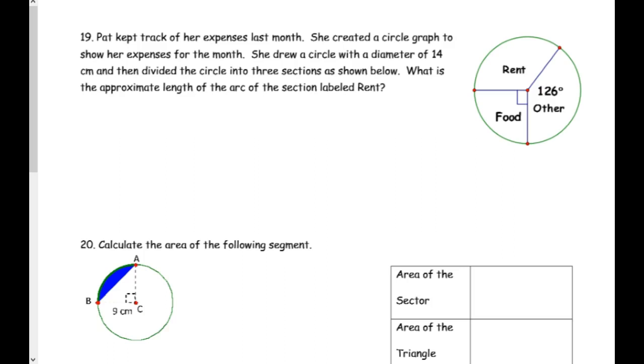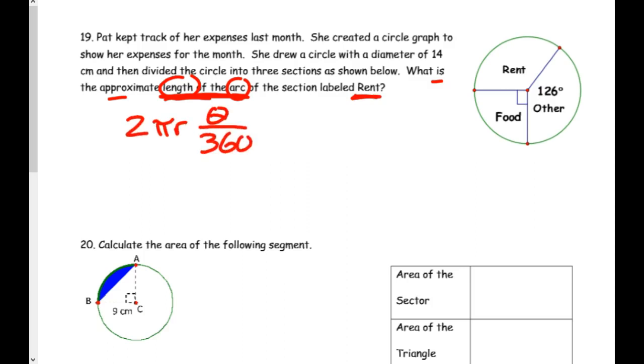So, ultimately, what is the approximate length of the arc? Length of the arc means arc length, okay, of the section labeled rent. Okay? So remember, that's 2 pi r theta over 360. Do I know r? Okay. If the diameter is 14, then the radius is 7, right? The diameter is 14, the radius is half, it's 7. Theta, well, what would the rent be if this is 90 and that's 126? So let's add up 90 plus 126 and get 216.